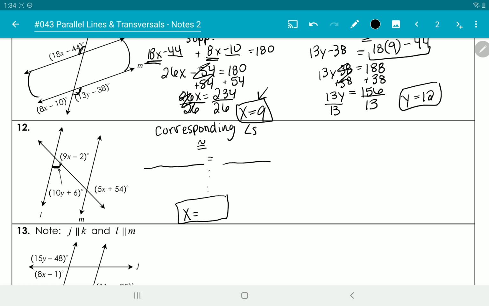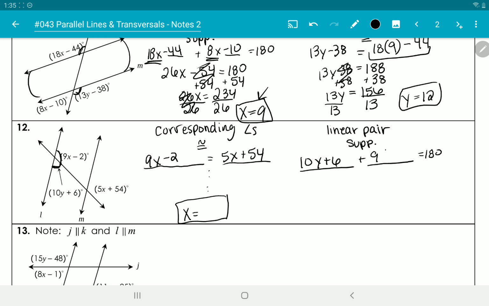Now we're going to look for this one. We'll just go ahead and do that one and this one. Those are going to be a linear pair, which means they are supplementary, and that's when you do blank plus blank equals 180, which I will go ahead and fill in the blanks. So it's 9x minus 2 and 5x plus 4. Now we're looking at the other one, and we have this 10y plus 6, and then we have 9 times whatever you saw for x, minus 2.